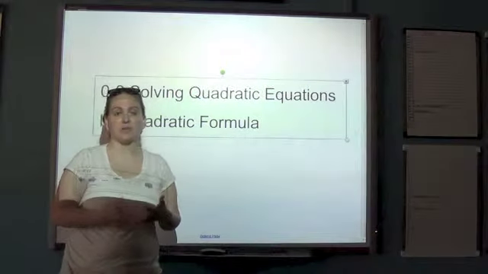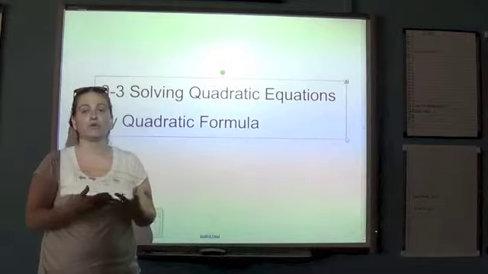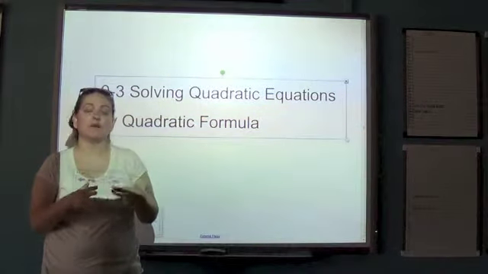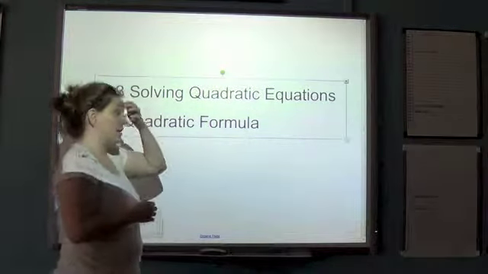This is the last one of solving quadratic equations, which is using the quadratic formula. Now, the quadratic formula works for everything. I would memorize it. There's songs. If you ask me, I'll sing you the Flintstone song, but I'm not going on YouTube, I'll sing it.